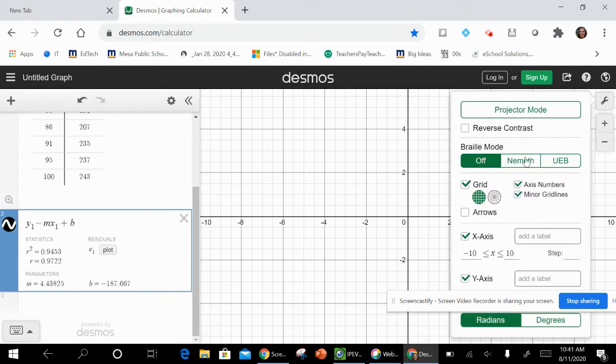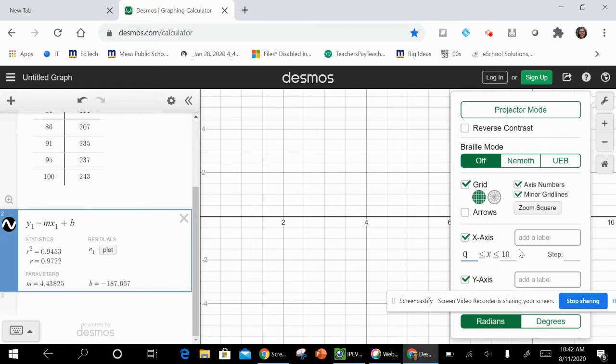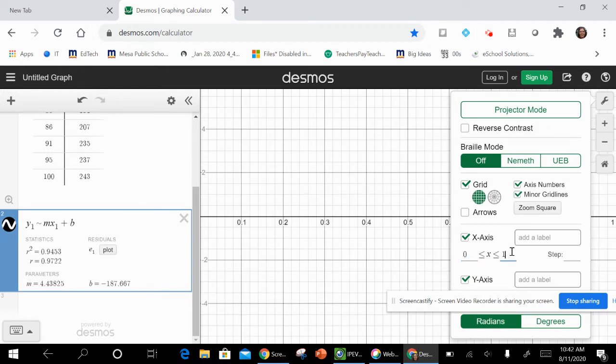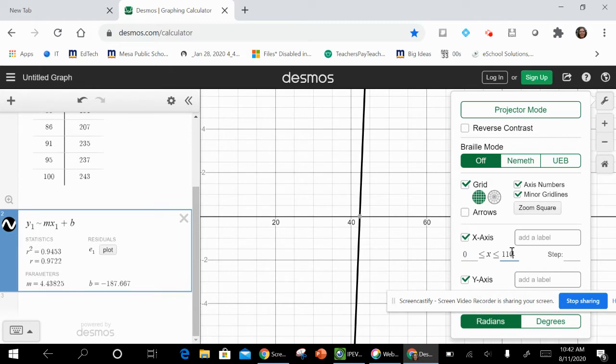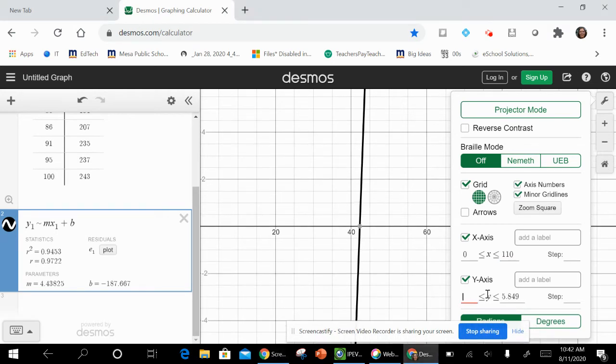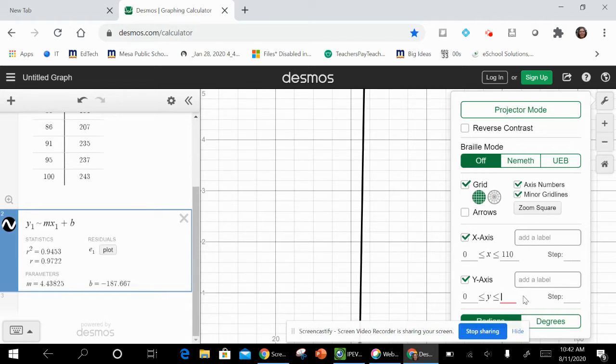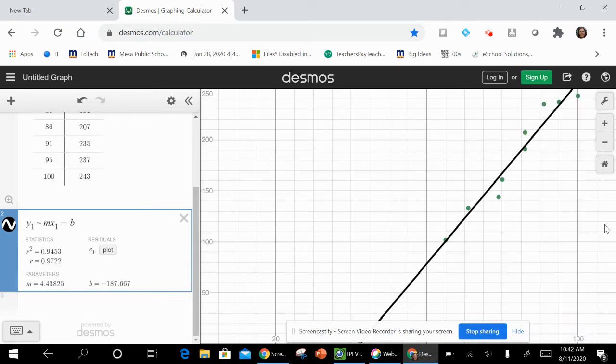We also want to go to the wrench for the graph settings. I'm just going to do a quick one. So I'm going to do 0. Our highest temperature is 100, so I'm going to do 110. You always want to go a little bit over. And then 0, and the most she sold was 237, so I'm going to do 250. So as you all can see, this is a pretty good line of best fit. It's close to most of the data points, pretty close.